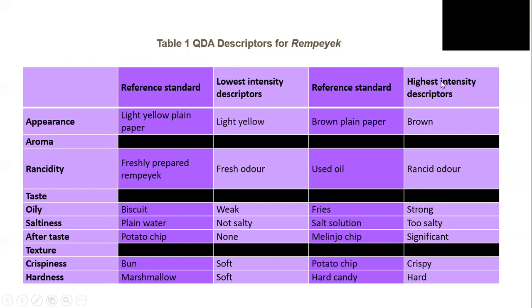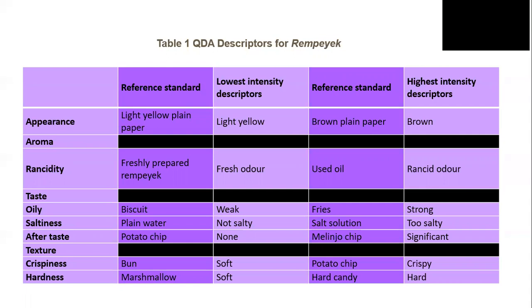And then in terms of the highest intensity of appearance, they agree on brown color. So how do you describe how brown is brown? Okay, so the panel leader and his team must buy and prepare brown plain paper. How many do you want to prepare? At least 15, because you have 15 potential trained panelists.